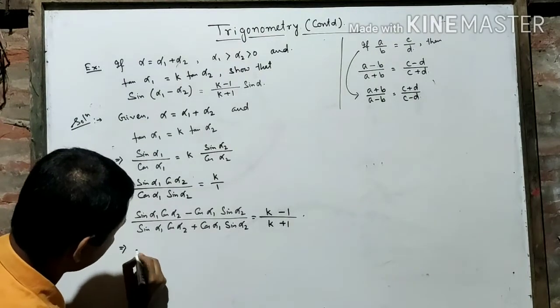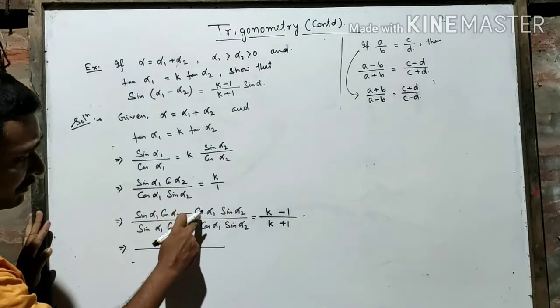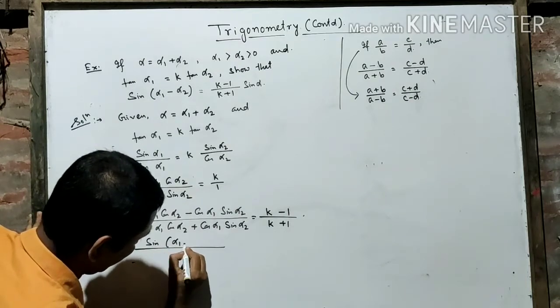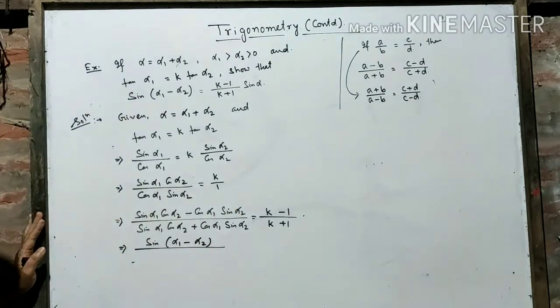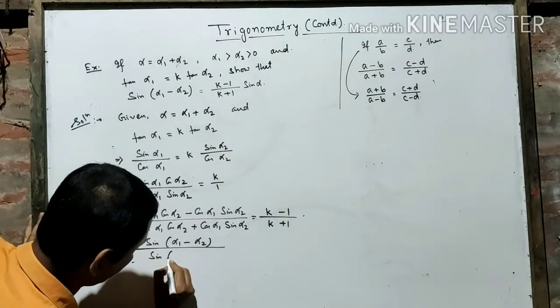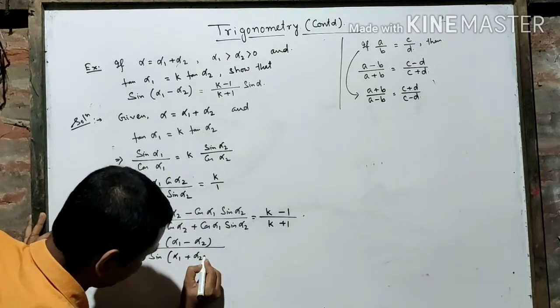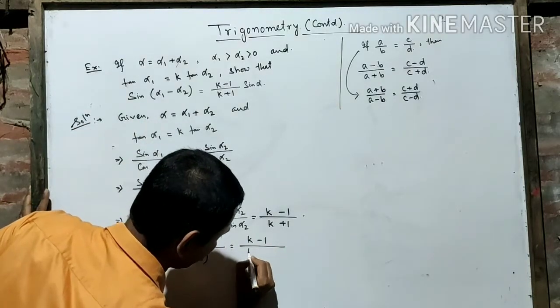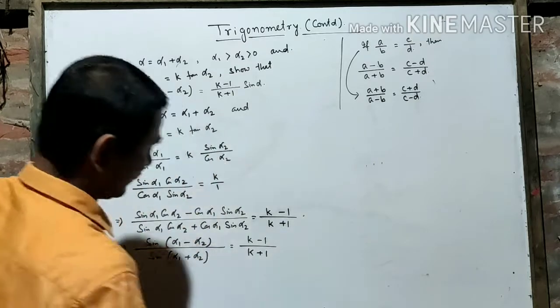So what is this? Sin A cos B minus cos A sin B. This is nothing but sin of A minus B. Sin A cos B plus cos A sin B, and this is sin of A plus B is equal to K minus 1 by K plus 1.